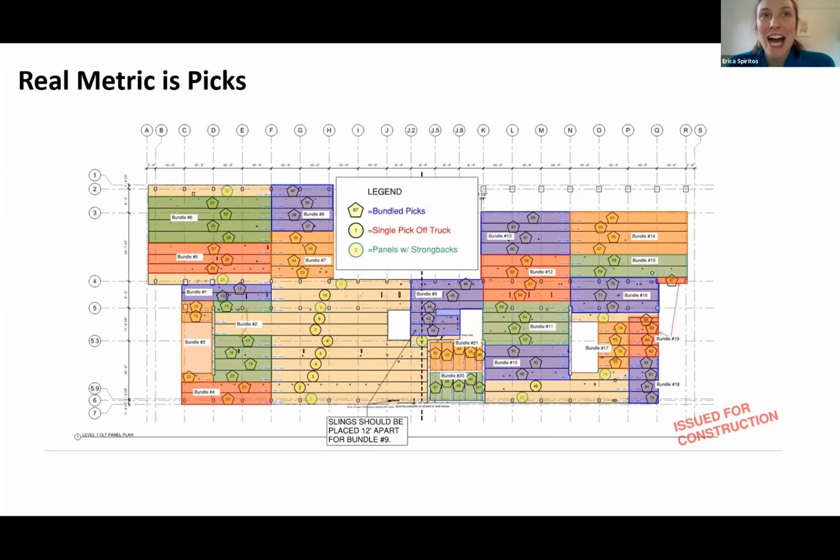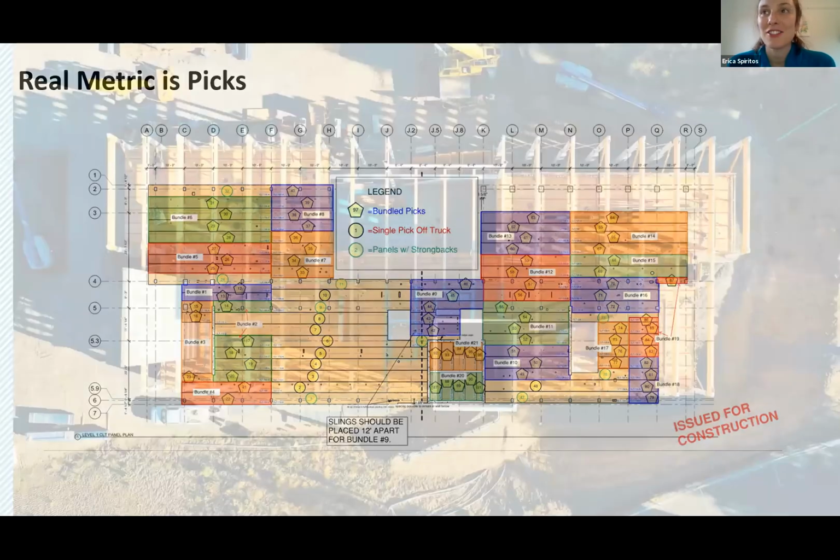Here's what that bundling looked like. So color coded, as you can see, we've got picks that are single picks, bundles, and yeah, I think a number of different types of crane picks based on that 4 foot by 60 panel. Yeah, good visual of that.